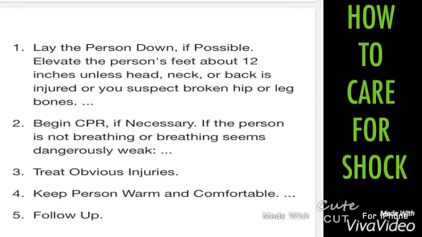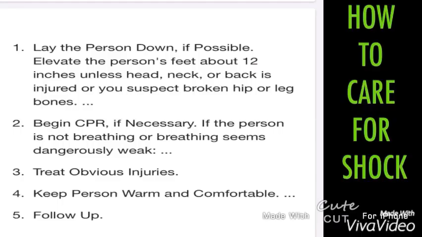How to care for shock. Since you may not be sure of the patient's condition, leave him or her lying flat. Elevate the person's feet about 12 inches unless head, neck, or back is injured or you suspect broken hip or leg bones. If the person is not breathing or breathing seems weak, begin CPR.